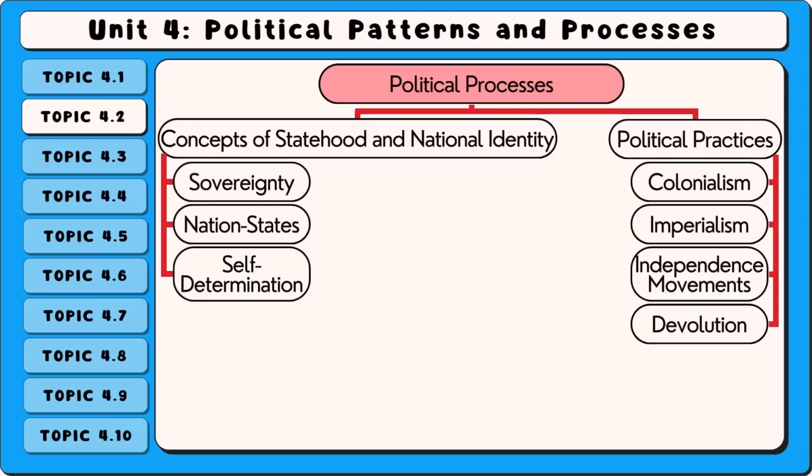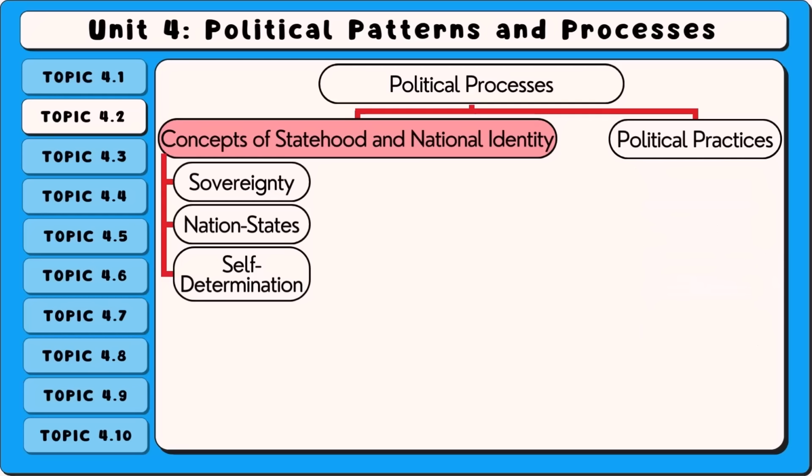In this lesson, we will explore the political processes that shape the world. First, we will define 3 key concepts that influence how the world is divided today: sovereignty, nation-states, and self-determination. Then, we will examine 4 political practices that have shaped political boundaries: colonialism, imperialism, independence movements, and devolution. Let's start with our key concepts.